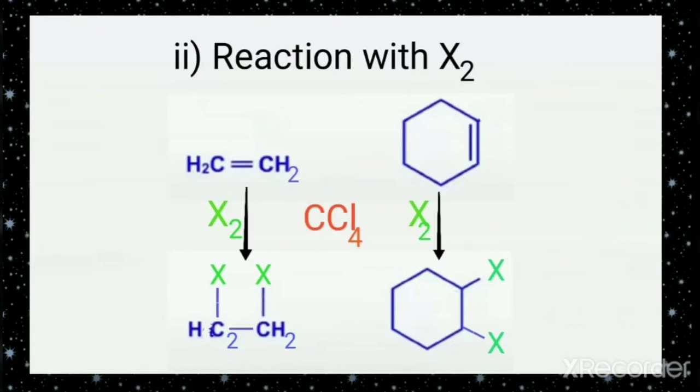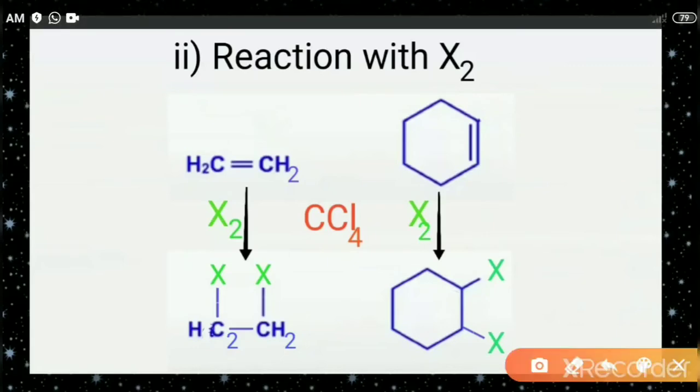Next is the reaction of alkene with X2. Here X2 can be bromine, chlorine, etc. If the alkene is treated with X2 in the presence of CCl4, it gives rise to vicinal dihalides. That means in this case both the halo groups get added. One X gets added on this carbon, the other X gets added on this carbon. The double bond breaks, it becomes single. So we get this product.